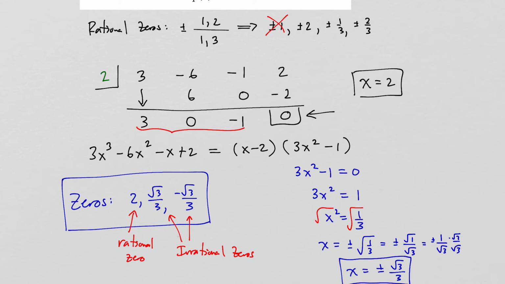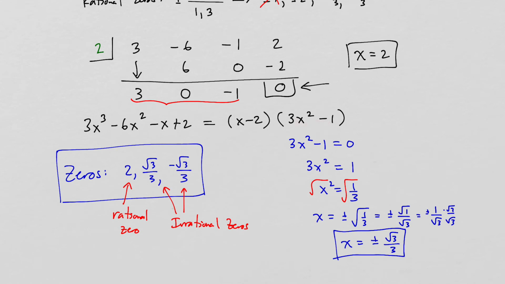What we said in the beginning is that any rational zeros that we would find would have to be one of these numbers. And so x equals 2 is one of those numbers. But the other two zeros aren't rational. They are irrational. And we can find those by solving a simple equation, or sometimes you can find them by factoring. And if all else fails, you can find them by using the quadratic formula.